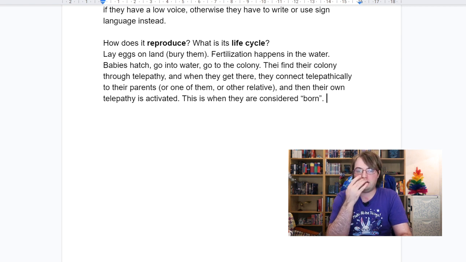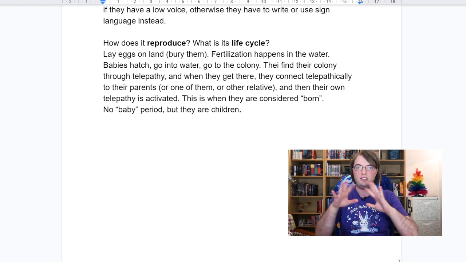I also think that this means that they don't have a baby period as such. When their telepathy has been activated, they are children, but they can communicate and in some way take care of themselves. So no baby period. So that's the life cycle.